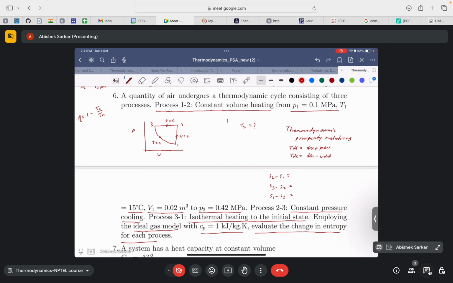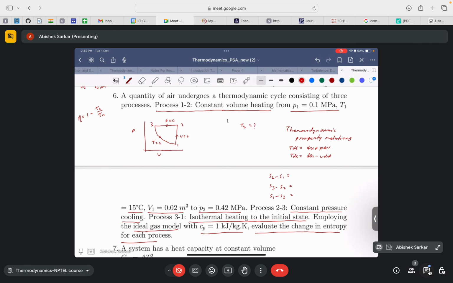So could you find T2? Can you tell the value of T2? Yes, exactly. Perfect. Then from that, if you use the TdS relation, you can easily find the value of S2 minus S1, because since this is a constant volume process, the second term will be removed.